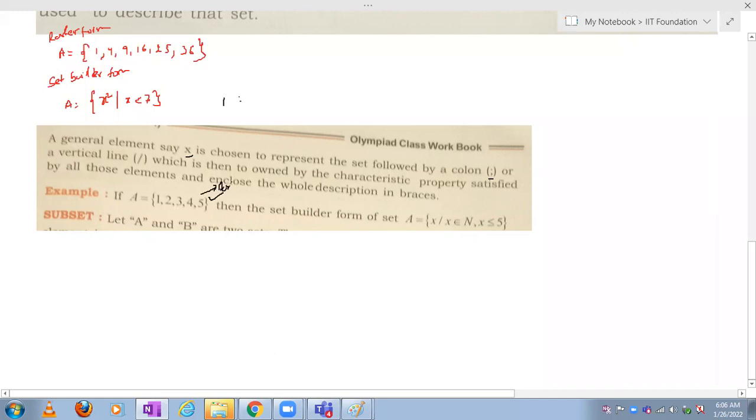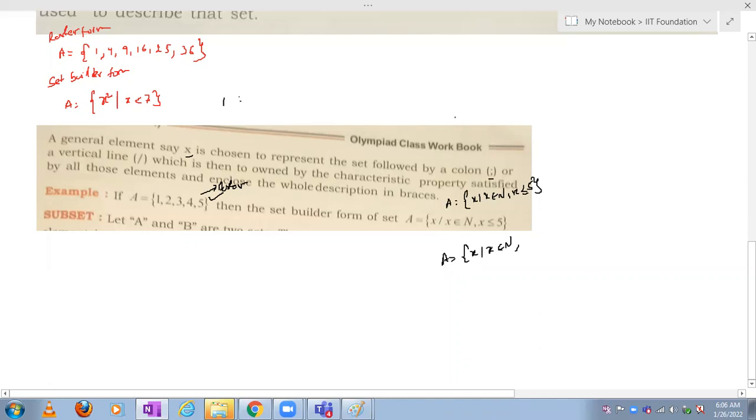This one in set builder form, how can you write this? X is such that, simple. I wrote in a sentence: x is such that x belongs to natural numbers and x is less than or equal to 5, or x is less than 6. Also you can write A is equal to x such that x belongs to natural numbers.